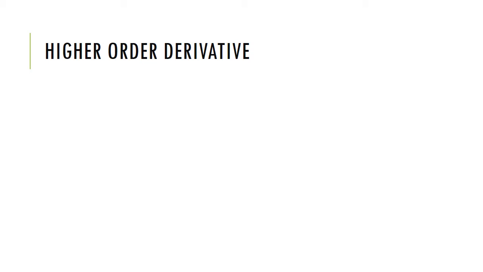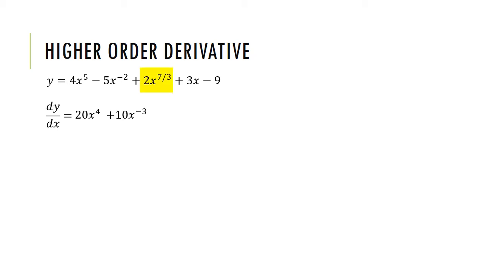For example, if we have the function like this, the first derivative, dy by dx, is the derivative of 4x to the fifth, which is 5 times 4, is 20, times x to the fourth. Minus the derivative of 5x to the power of negative 2, which is negative 2 times negative 5, is plus 10, times x to the power of negative 3. And plus the derivative of 2x to the power of 7 over 3, which is 7 over 3 times 2, is 14 over 3, times x to the power of 4 over 3.